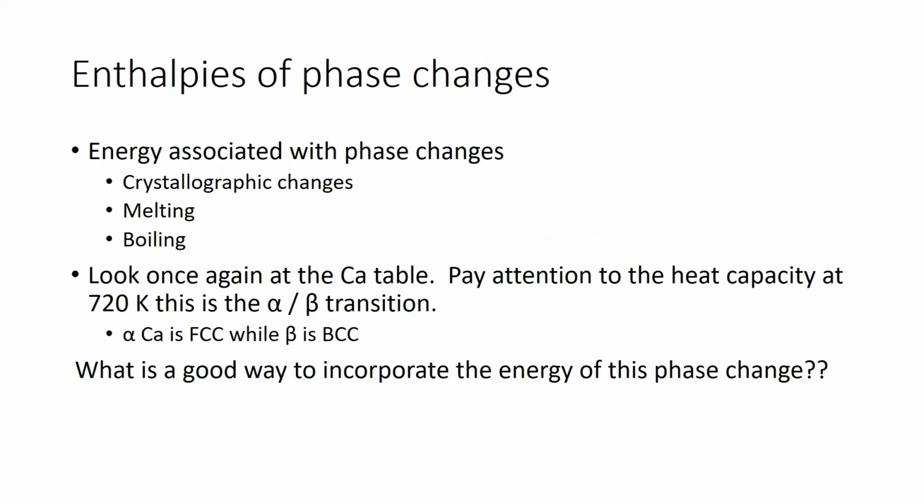Enthalpies of phase changes, we're going to see kind of using multiple components to calculate the total enthalpy. But energy associated with phase changes, crystallographic changes, melting, boiling, we kind of went over that already on the table. Alpha calcium is FCC, while beta calcium is FCC. So the primary phase is FCC. And we saw that there's a phase change.